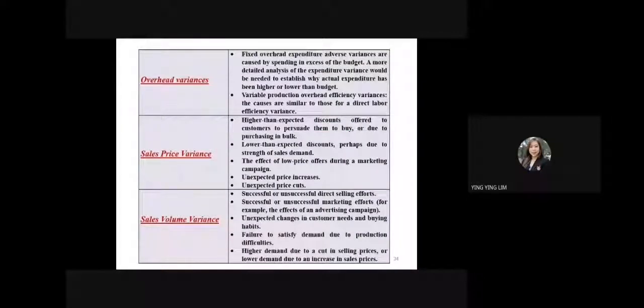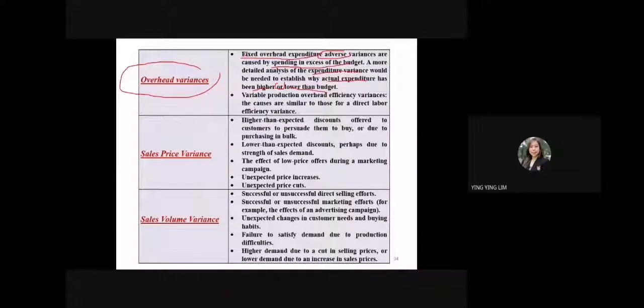You can't memorize it. So for your overhead variances here, last week you learned how to calculate your fixed overhead and your variable overhead variances. So we're going to look at fixed overhead expenditure adverse variances. Expenditure is in terms of RM already. If your overhead expenditure is adverse, it could be caused by spending in excess of the budget. Therefore, a more detailed analysis of the expenditure variance could be needed to establish why the actual expenditure has been higher or lower than the budget.